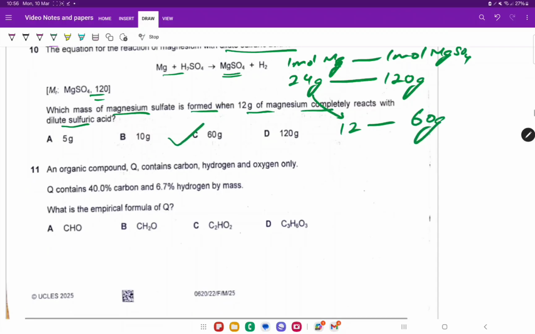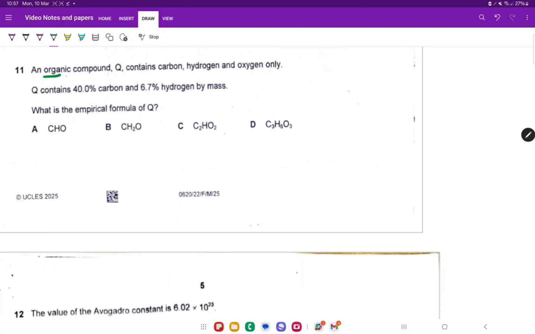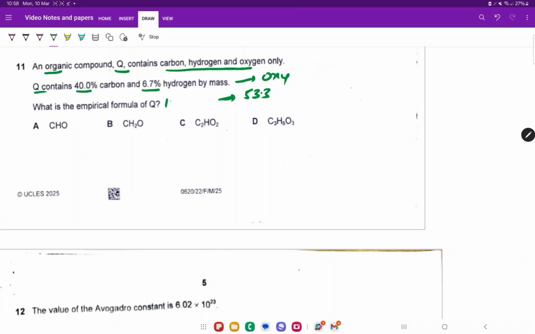The answer is C. Next is the 11th question, which says an organic compound Q contains carbon, hydrogen and oxygen. Q contains 40% carbon and 6.7% hydrogen. The remaining will be oxygen, which is 100 minus 46.7, which equals 53.3%.